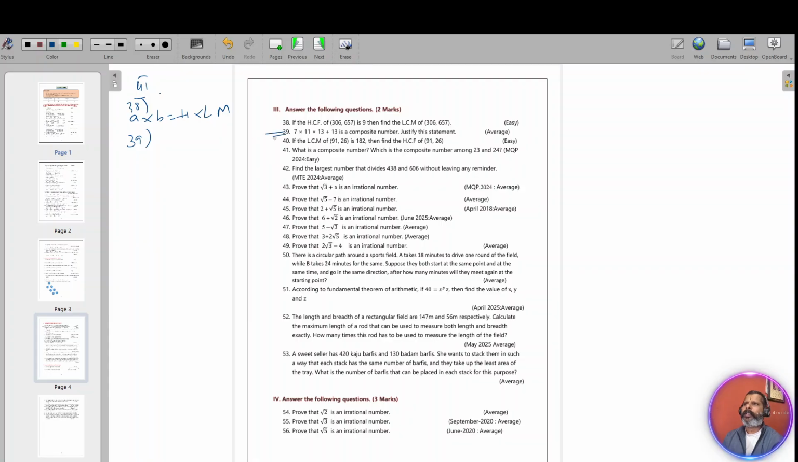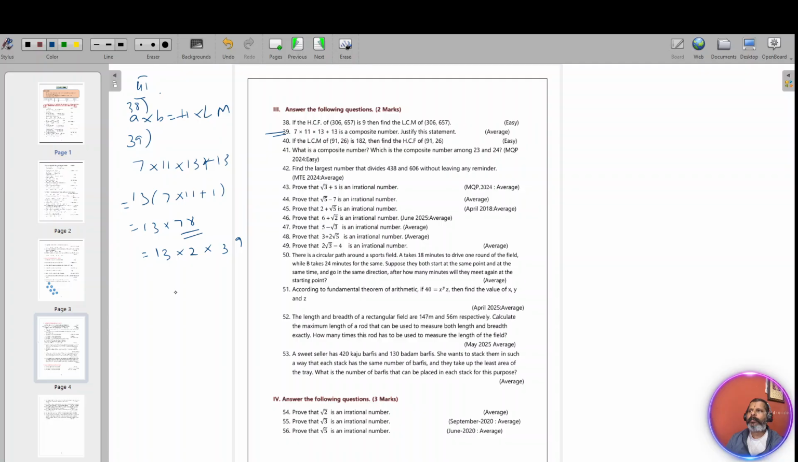This is again a textbook question. 7 into 11 into 13 plus 13. It's a composite number, they say. How? 7 into 11 plus 1, if you take 13 common out, 13 into 78. 13 into 78 will become a big number, but 78 has more than one factor. So it's expressed as 13 into 2 into 39, and 39 also has factors 3 into 13, so it has more than two factors, right? So the number has more than two factors, so it's a composite number.